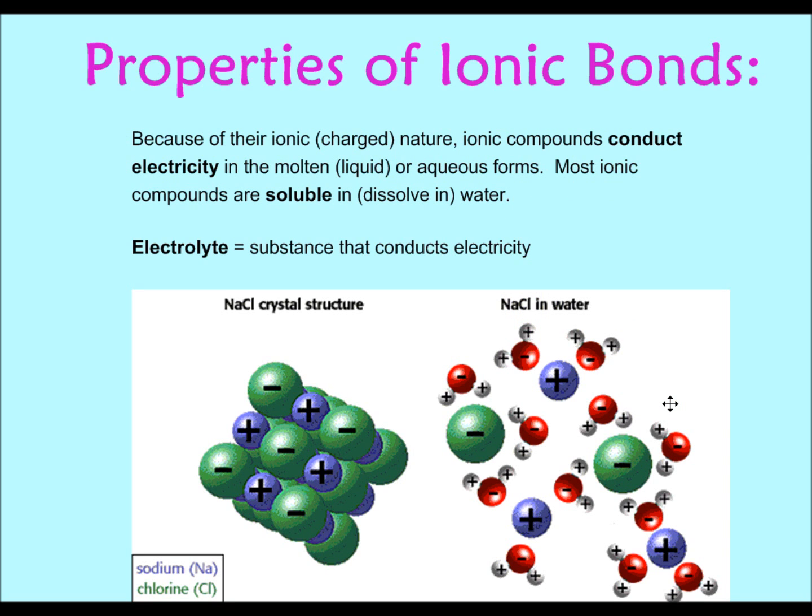Okay, properties of ionic bonds continued. Because of their ionic or charged nature, ionic compounds conduct electricity in the molten or aqueous forms. Most ionic compounds are soluble in water, meaning they can be dissolved. And just for your information, we're going to define an electrolyte here for you. An electrolyte is a substance that conducts electricity. Okay, so you've heard of electrolytes being in things like your Gatorade and whatnot. When we refer to electrolytes, most of the time, especially when you're talking about your food, you're talking about some sort of salt. Okay, and it keeps you hydrated. So it also conducts electricity.